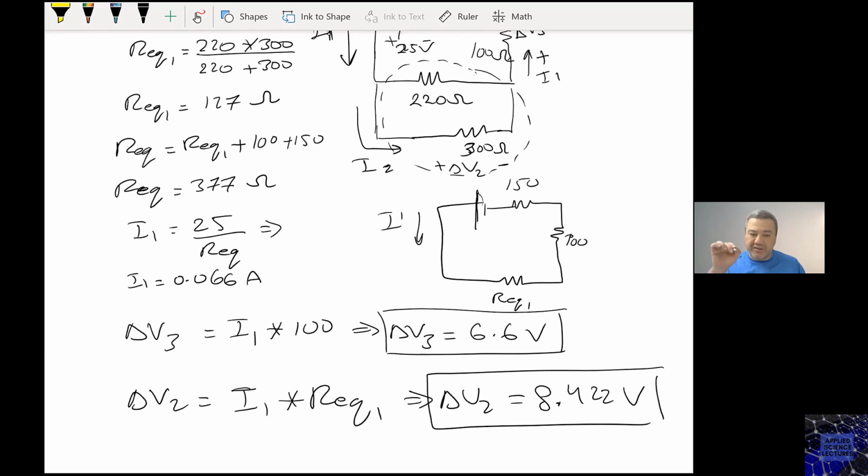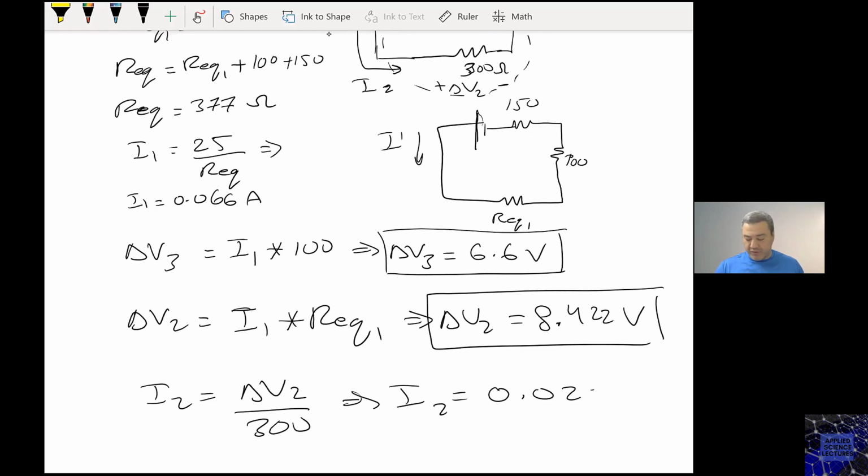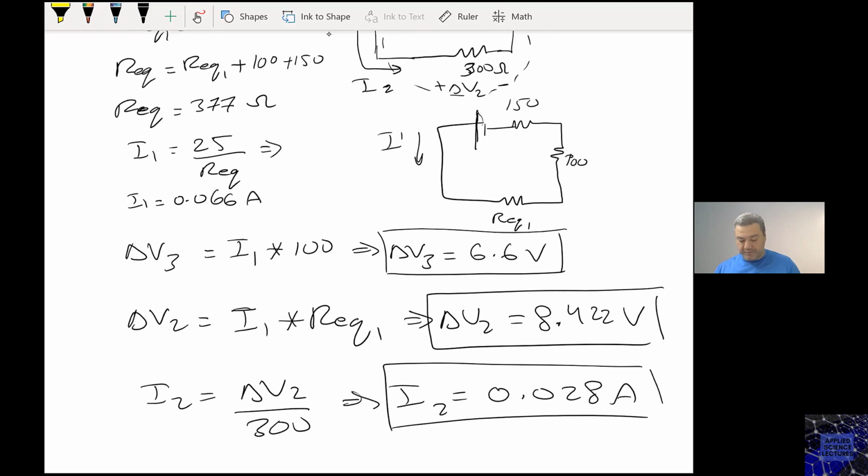Now I need the current that goes through the 300 ohm. Now I know delta V2, that is across 300 and 220. Then I can calculate I2. Then I2 is delta V2 divided by 300, and I2 is 0.028 ampere. Any question about this problem? No questions? Then we'll move to the next one.